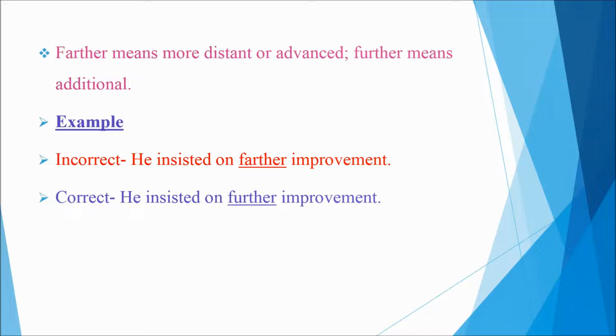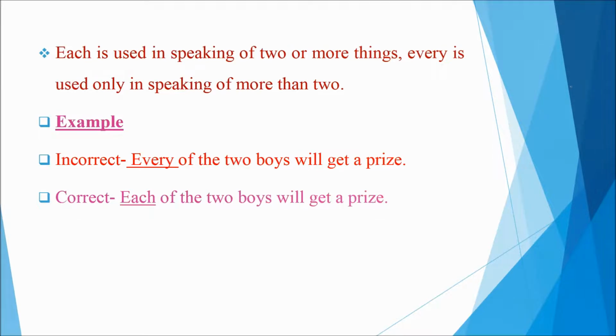Let's see the example. He insisted on further improvement. Is that correct sentence? No. The correct sentence is he insisted on further improvement. Here, improvement means advancement. So, we have to use further, that is FURTHER, in this sentence. The next rule is that each is used in speaking of two or more things.